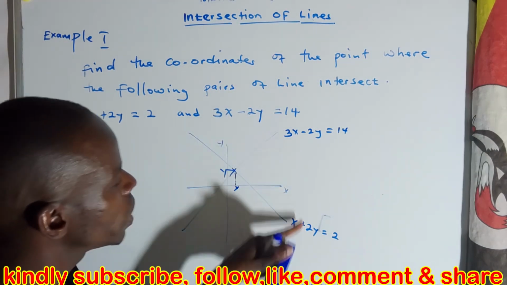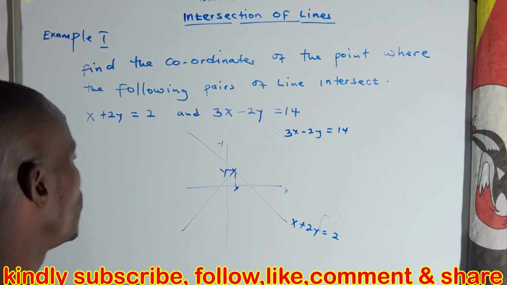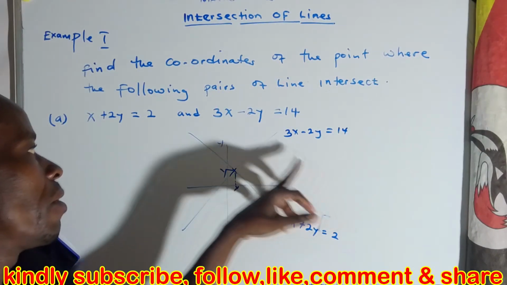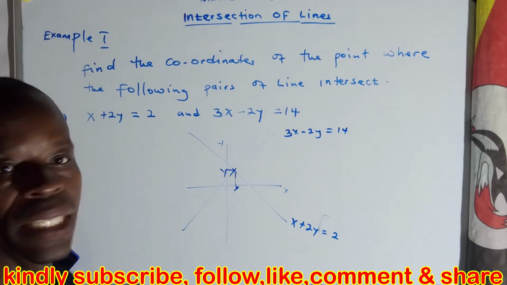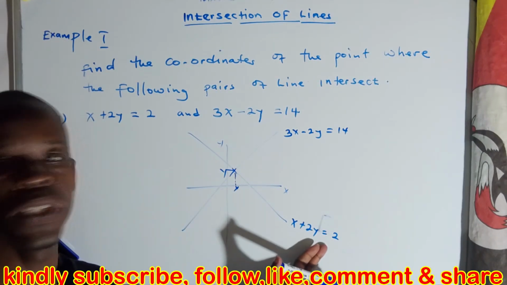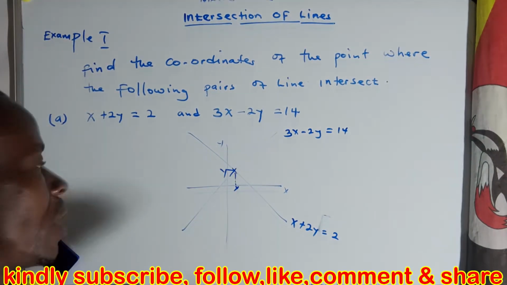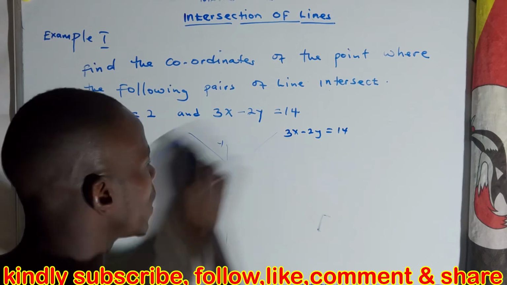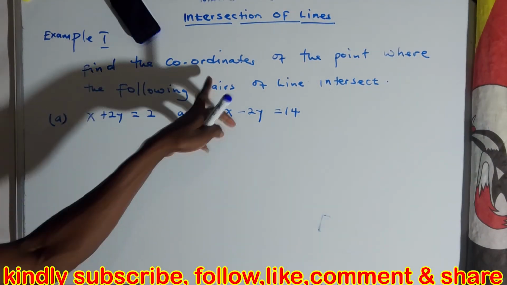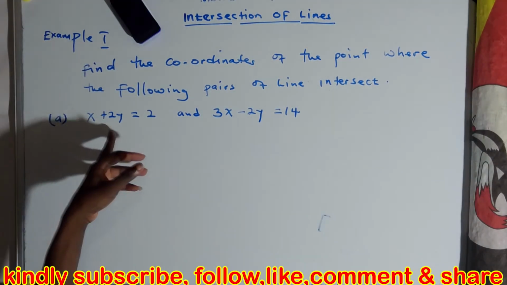So you are going to use these equations to find the coordinates of intersection. In previous lessons, we were looking for the equation of a straight line, but here the equation of the straight line is given, so you are going to use the equation to look for the coordinates. In the previous lesson, we had the coordinates to look for the equation. So here we have the equation to look for the coordinates of intersection. So how do you do this? Look how I'm going to work on this number. This is very simple.